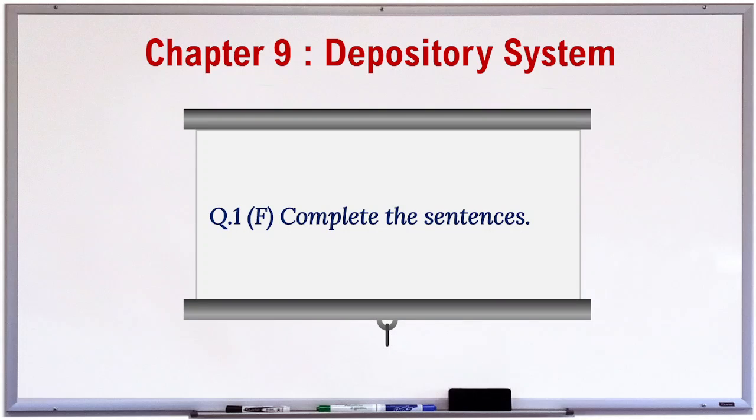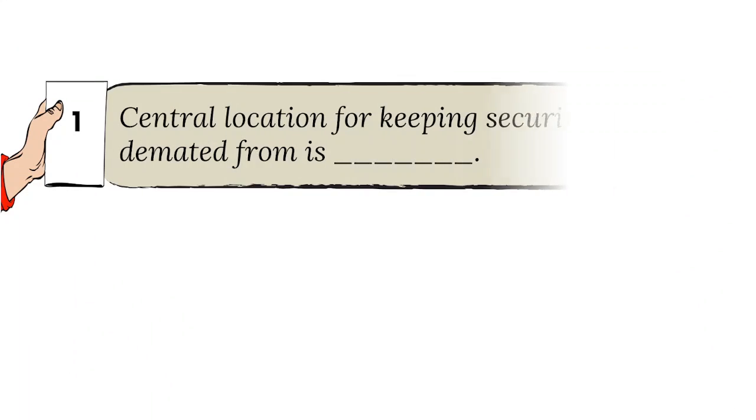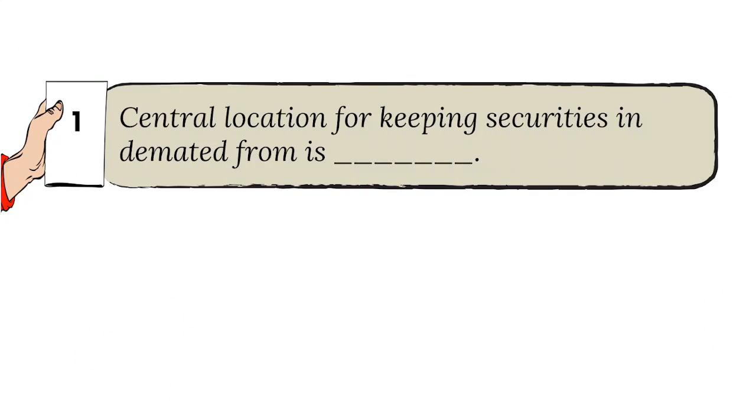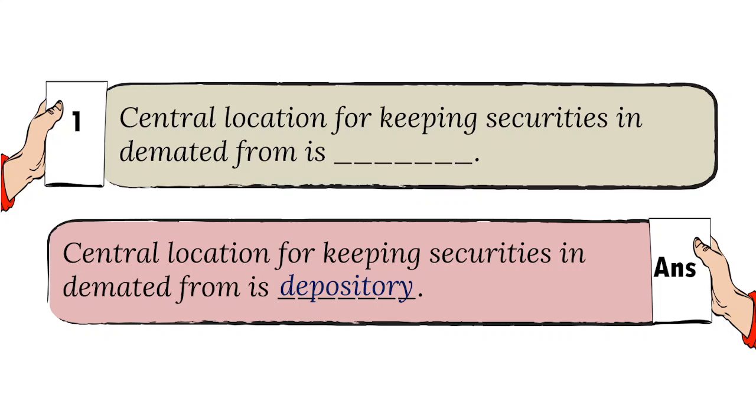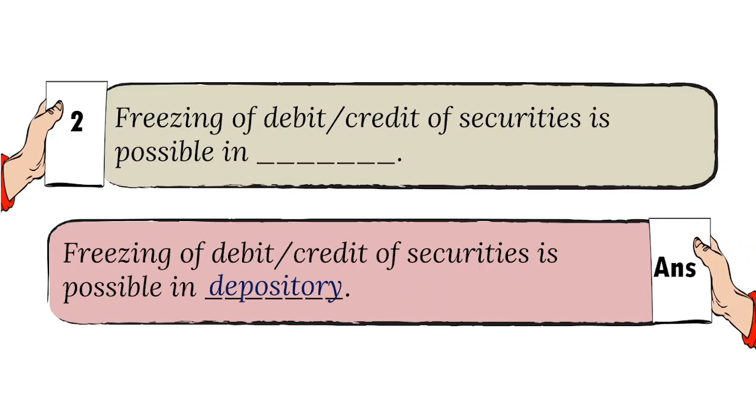Question 1. F. Complete the sentences. 1. Central location for keeping securities indemnified from is dash. And the answer is depository. 2. Freezing of debit or credit of securities is possible in dash. And the answer is depository.